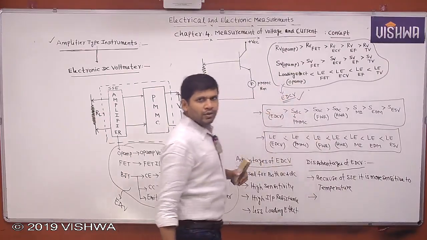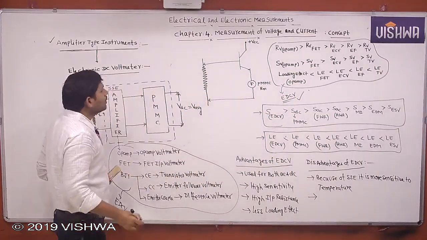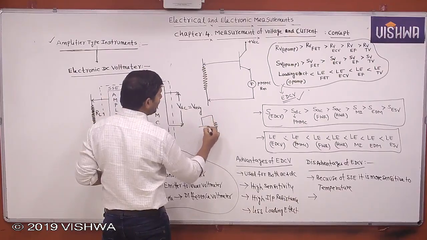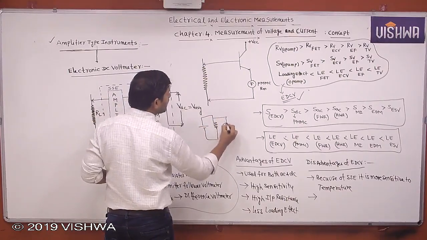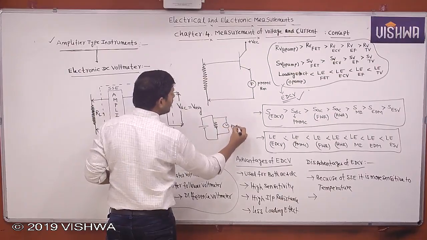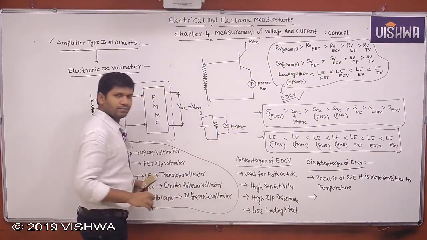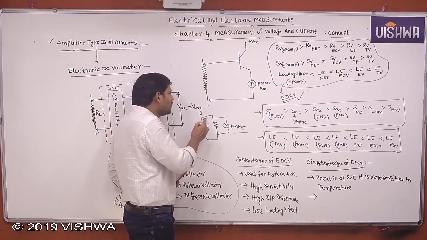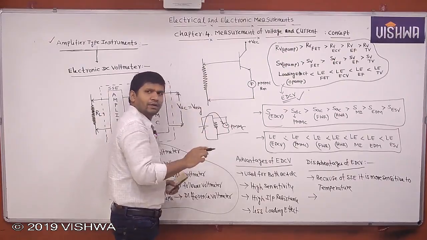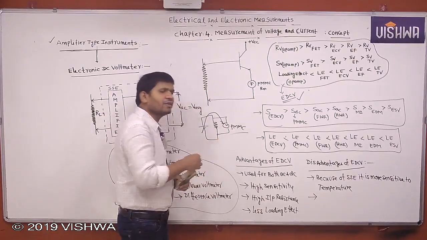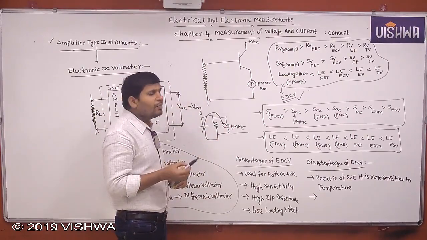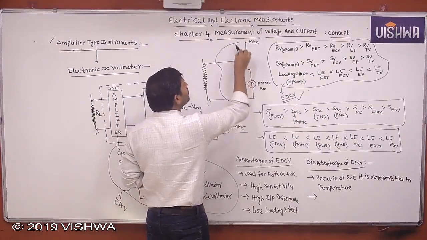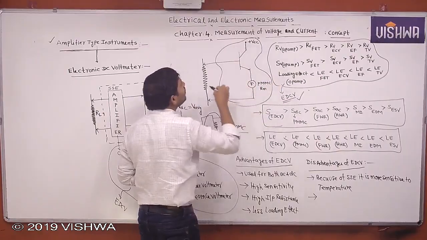But a point you remember here: for example, I want to measure the voltage across any load. Let this be the supply. I am using a PMMC. Directly I will connect the PMMC like this. Whatever input we are giving is enough to operate this PMMC voltmeter. No need of any external supply for this. But when I use this meter, this is one of the electronic DC voltmeters.